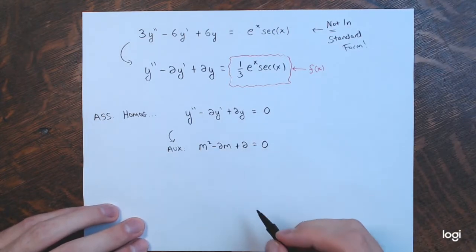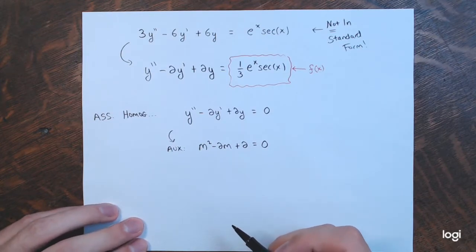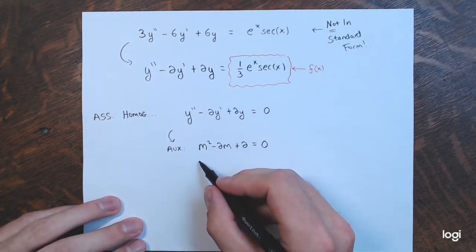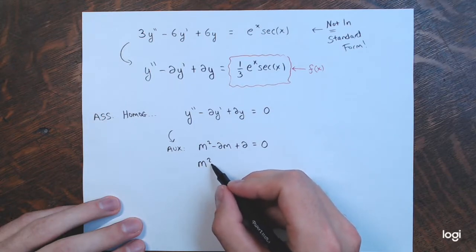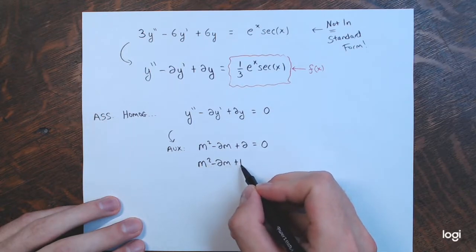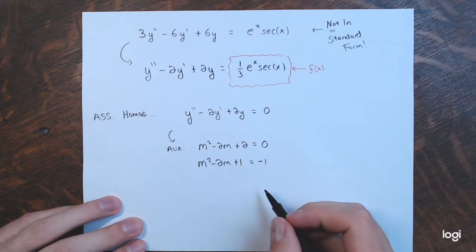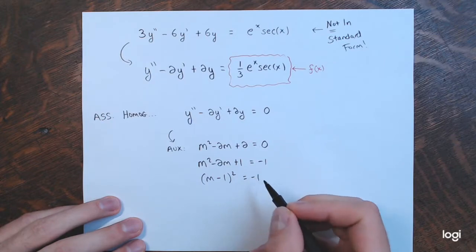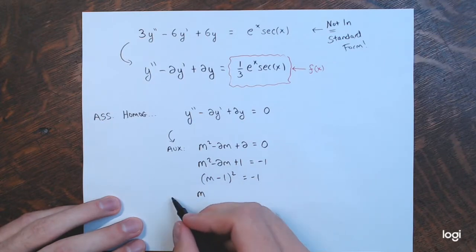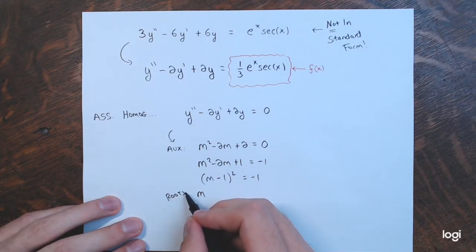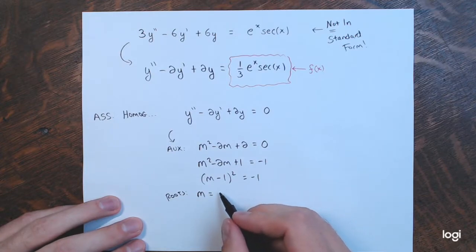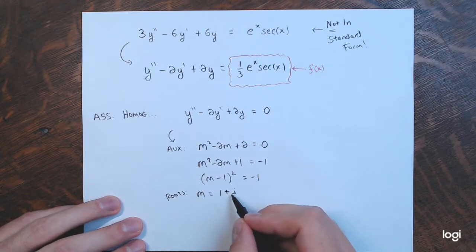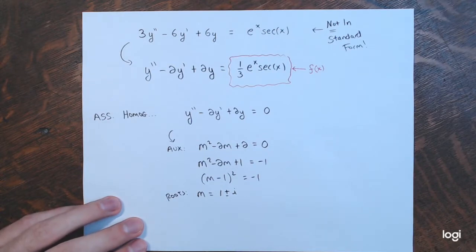And this isn't nice and factorable. I could solve this with completing the square or the quadratic formula. This is actually m squared minus 2m plus 1 equals -1, which is m minus 1 squared equals -1. So my roots here are m equals 1 plus i and 1 minus i, complex conjugates.